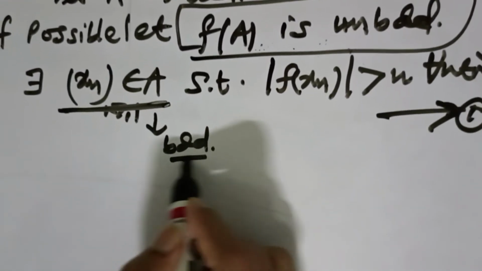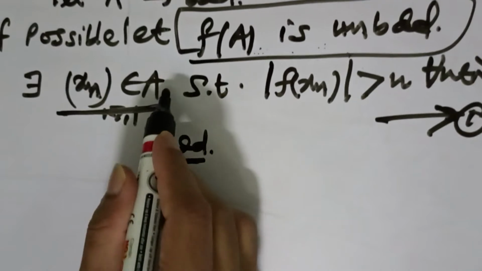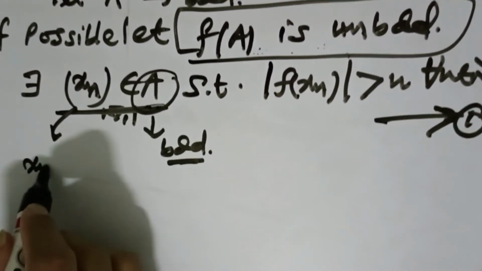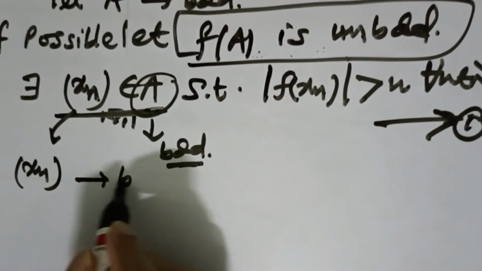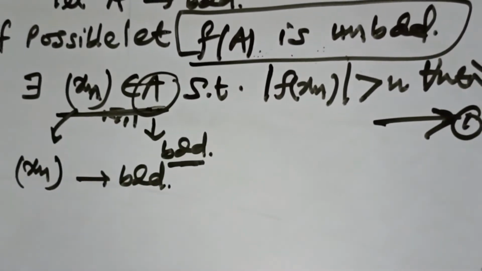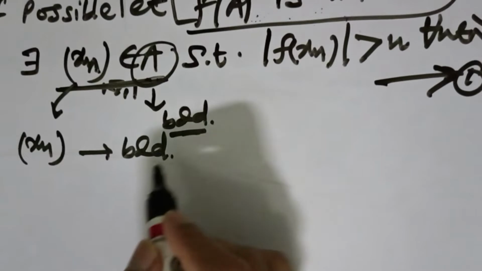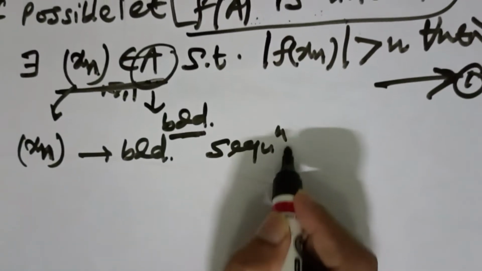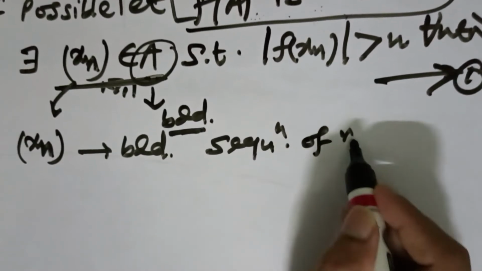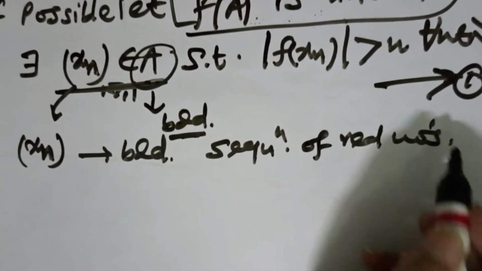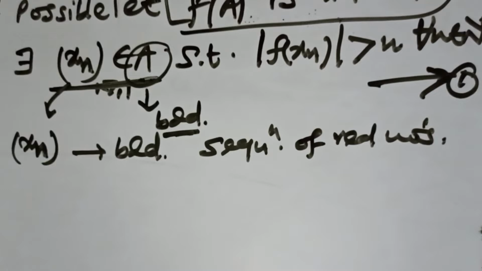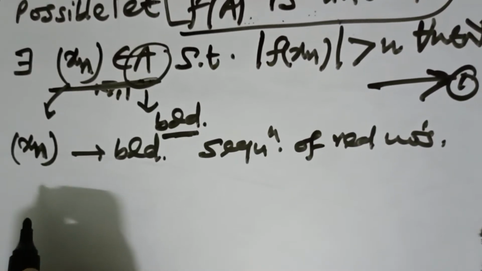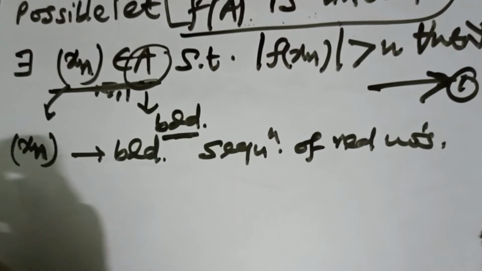Now see, xn belongs to A, and it is given that A is bounded. So this sequence inside this set is bounded. It implies the sequence xn is going to be bounded. This is a bounded sequence of real numbers. We all know every bounded sequence in R has at least one convergent subsequence by Bolzano's theorem.